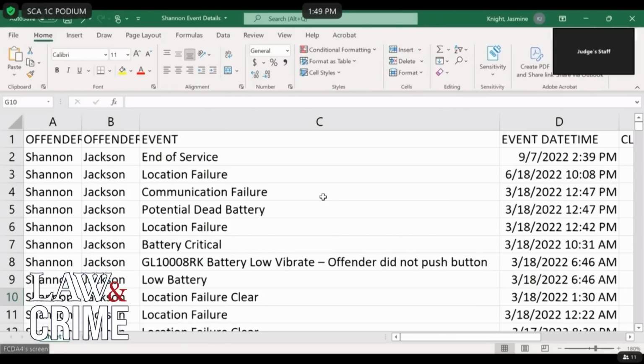There's also battery critical events, low battery, any type of event that the device records. And then column D is just the date and time that event was recorded.